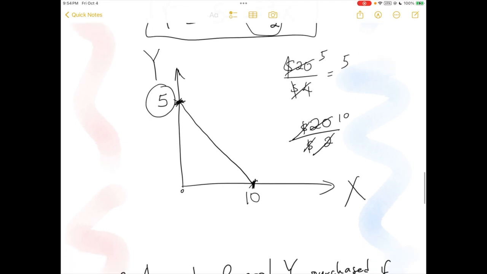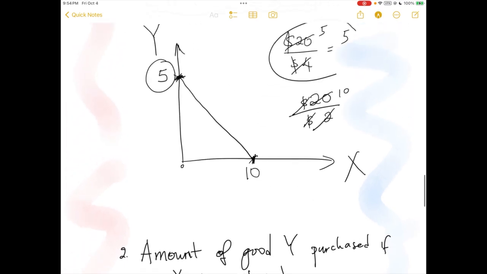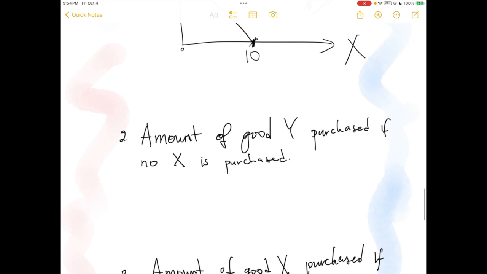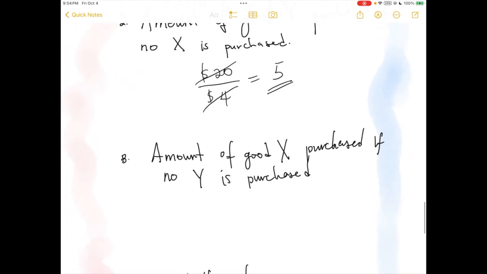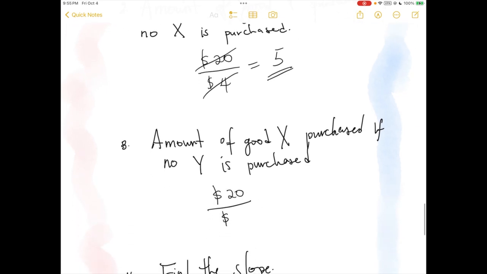Now, let's go down and see. Oh, look at the question 2. We just answered question 2 right here, right? I'm going to write it again just really quickly. So that was your $20 divided by your $4, and so the answer there, exactly 5. Now for the third item, the budget was 20. The price of good X was 2. We cancel out, we have 10.